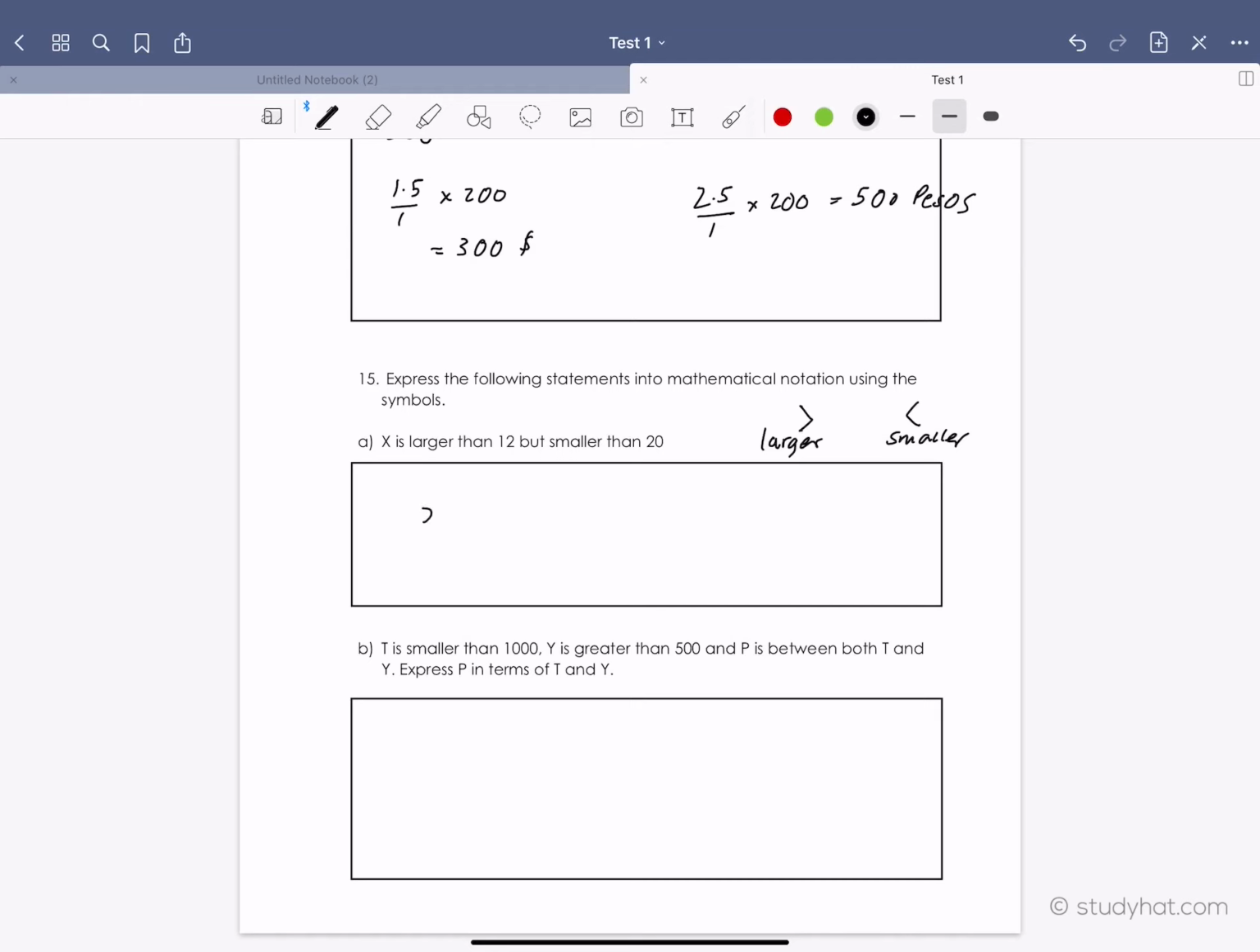So, x is larger than 12, but x is smaller than 20. So we put 12, x, 20. Now here we've got t is less than 1000, y is greater than 500, and p is between both t and y. So we start with the smallest number, 500, then we get y, then we get p, then we get t, and then we get 1000.